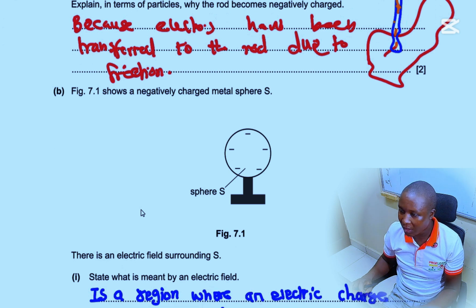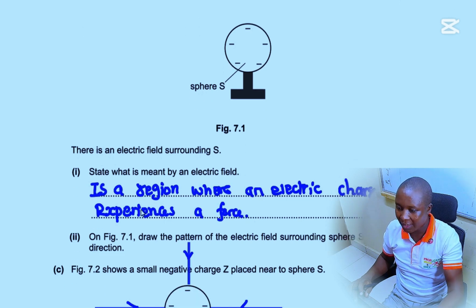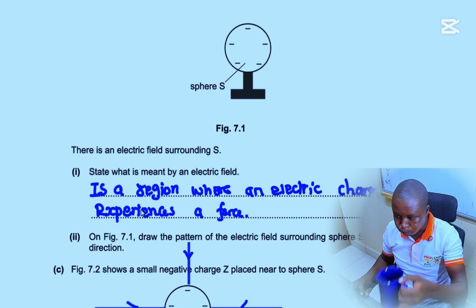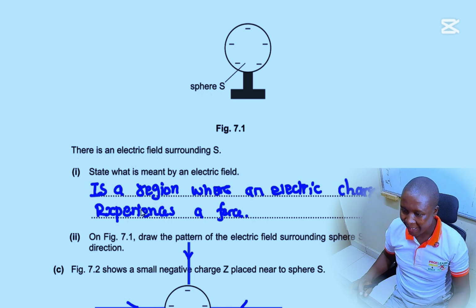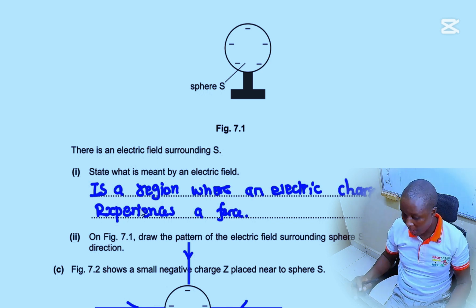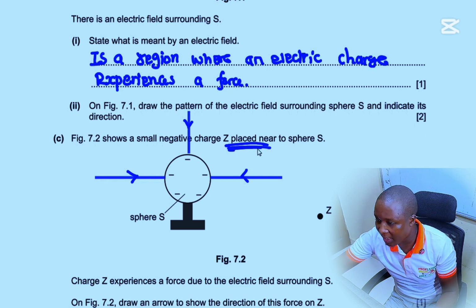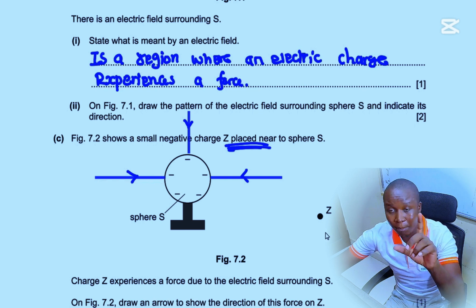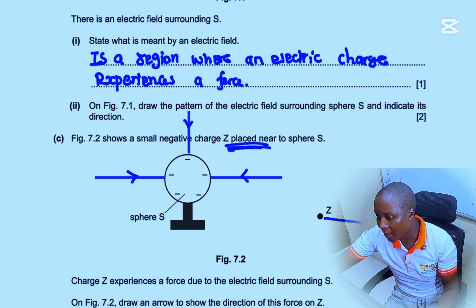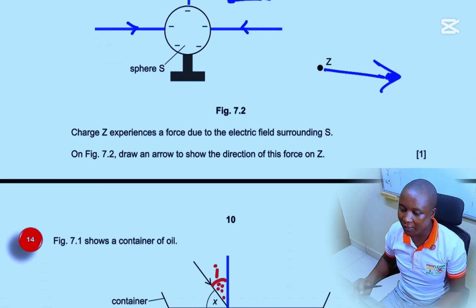We have a negatively charged metal sphere, and state what is meant by electric field. In case they ask you such a question, just respond by saying that this is the region where an electric charge can experience a force. A negative charge near the sphere will experience a repulsive force, so it will move away at a very, very high speed.